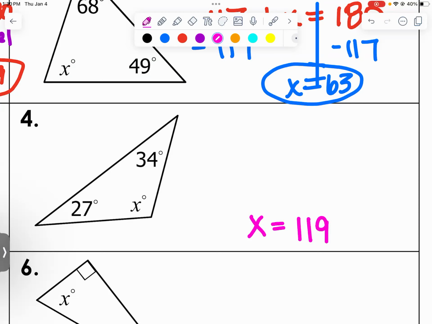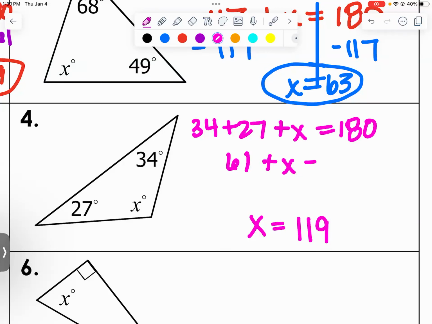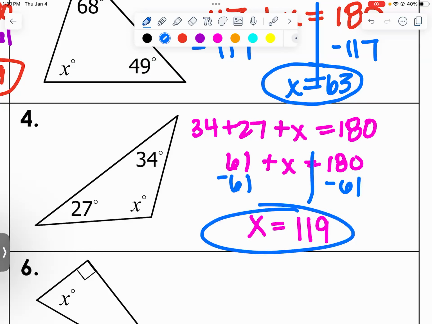So I do need you to write down that 34 plus 27 plus X equals 180. I need you to write that step. Okay. And I need you to write it like that so that tomorrow will be okay. Right? Then you can add 34 and 27 to get 61, which is something that you did. And I know you subtracted the 61 to get your 119, but I need you to show me those steps.